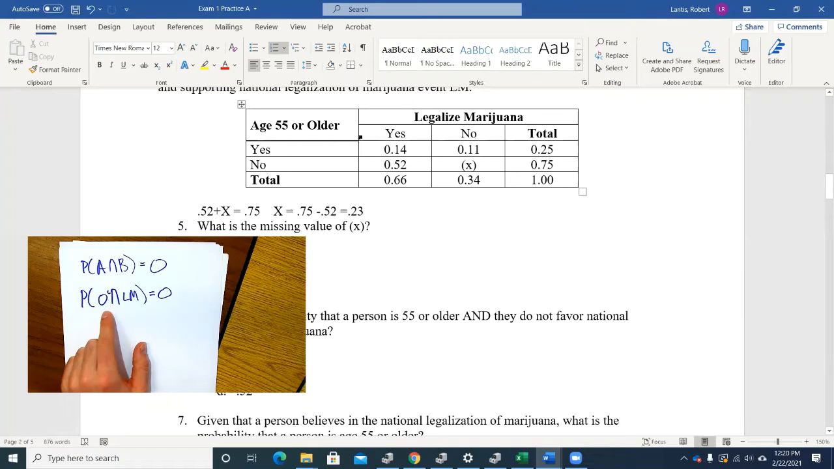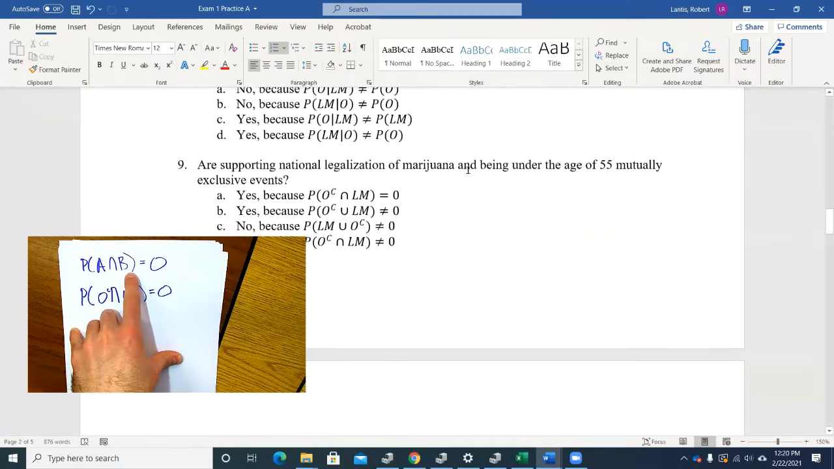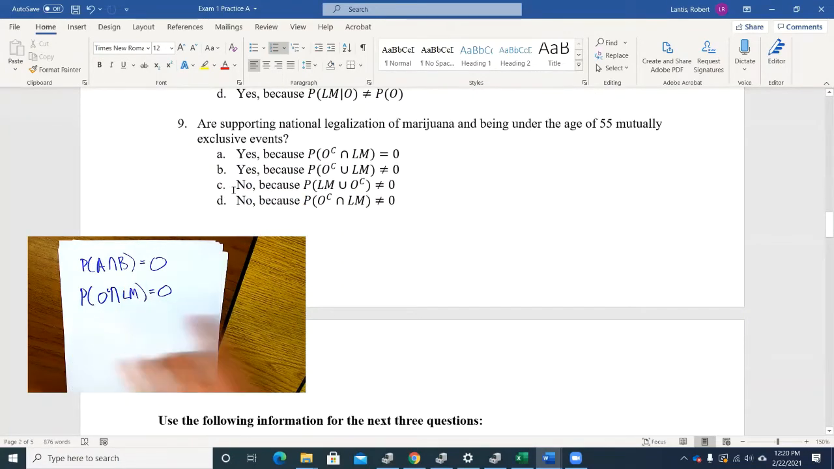More specifically, what we were looking at was being not older than 55, so under 55, and wanting marijuana legalized, right? So we know the intersection is 0.52. But simply remembering the mutually exclusive definition, that it's when we see intersections that have a probability of 0, right away we know that none of these can be mutually exclusive. We have no zeros in that contingency table. So right away, we can rule out A and B.